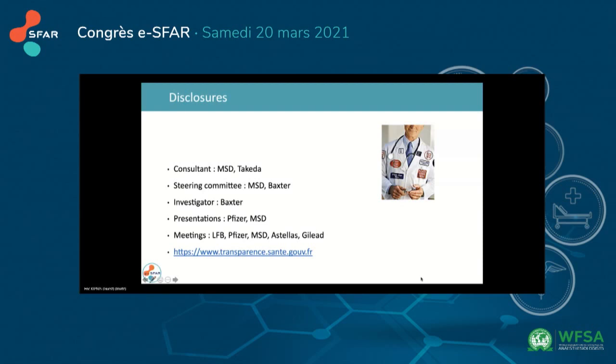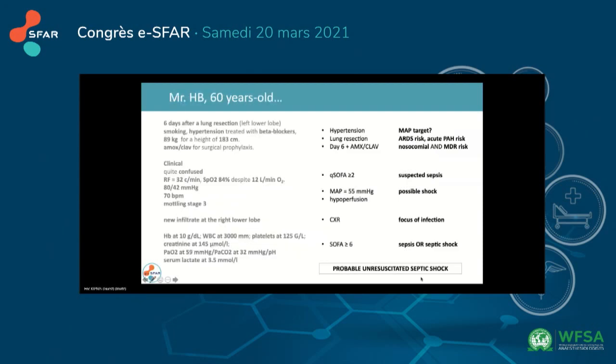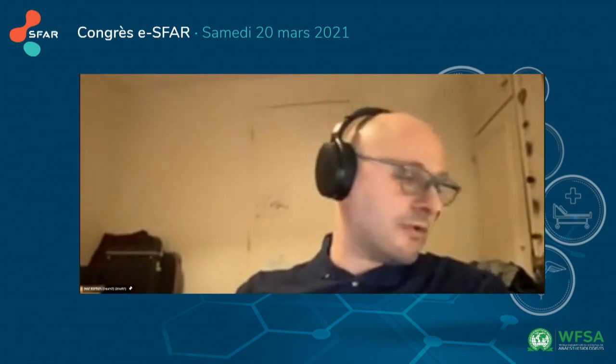Okay, those were my disclosures, and as we said, Q-SOFA is over 2 with a suspected sepsis. His MAP is very, very deeply under 65, probable shock with evidence of hypoperfusion. His chest X-ray shows a focus of infection, and the most conservative assessment of his SOFA score is over 6, so we probably have unresuscitated septic shock.